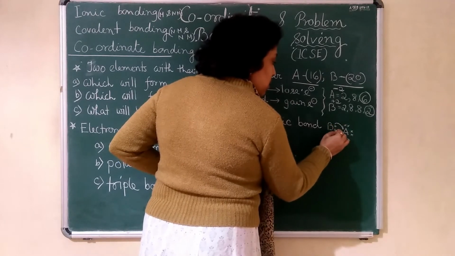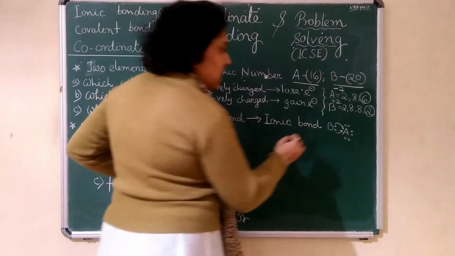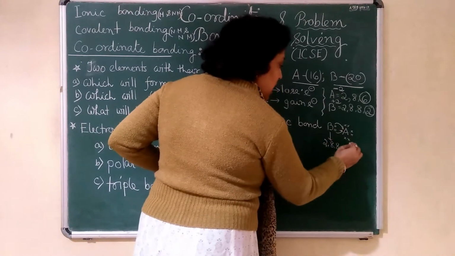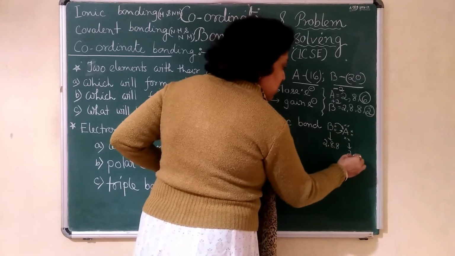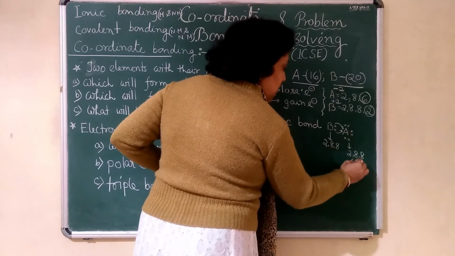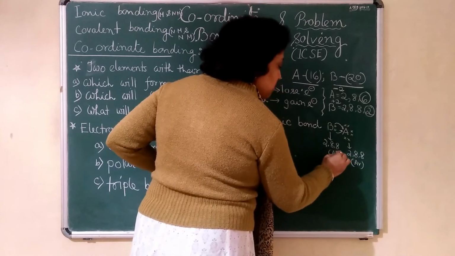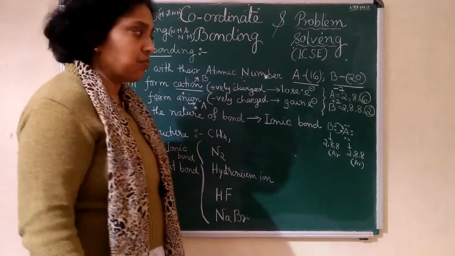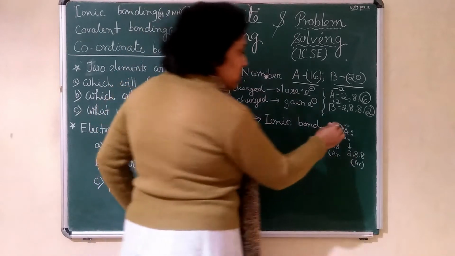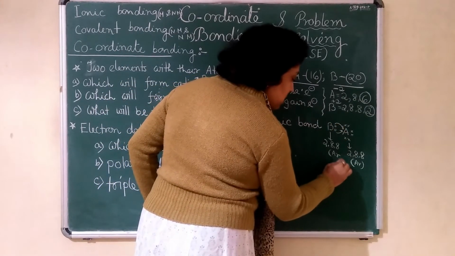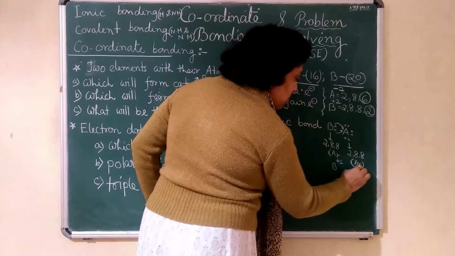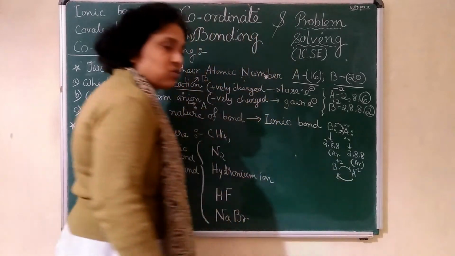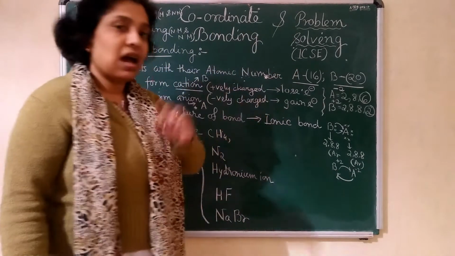B will donate this electron and get the configuration 2, 8, 8. And A, after gaining electrons, its configuration becomes again argon. So this is transferring of electrons, and that's why it is an ionic bond. Understood? By losing, you can say B becomes B 2 plus, and A becomes A 2 minus. So therefore there is an electrostatic force of attraction, which is nothing but an ionic bond.